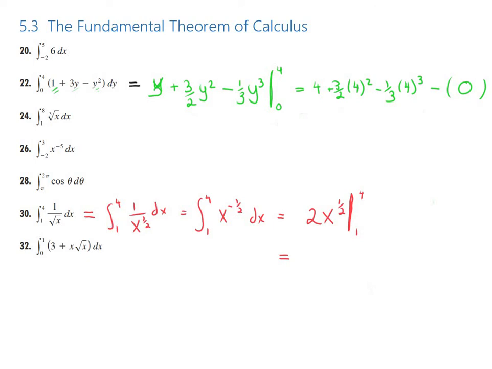So plugging in 4 would give you 2 times 4 to the 1/2 minus, and then we'll plug in 1. 1/2 power means square root, so square root of 4 is 2, so 2 times 2 minus 2 times 1. So this is 4 minus 2, so ultimately the area under that particular curve from 1 to 4 is 2.